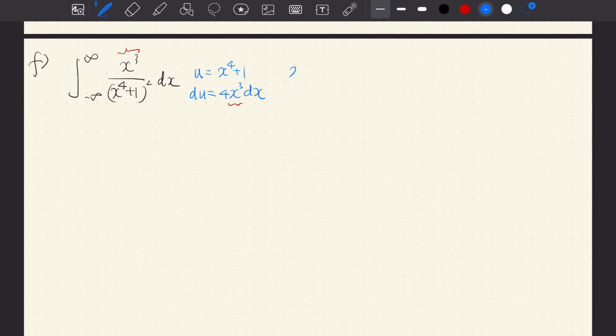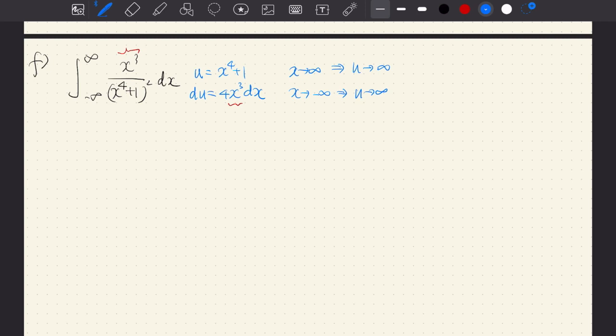So when x goes to infinity, notice that both the upper and lower limits are infinity. Because u is x to the fourth plus 1, u also goes to infinity. And when x goes to negative infinity, surprisingly, because negative infinity taken to the fourth power goes to positive infinity, u still goes to positive infinity.